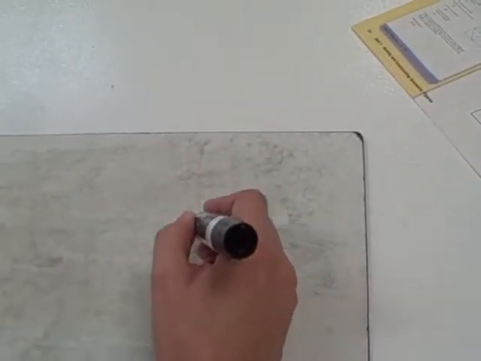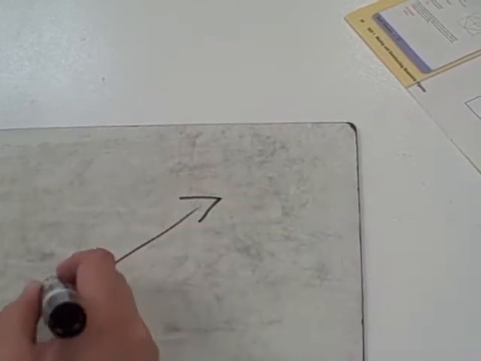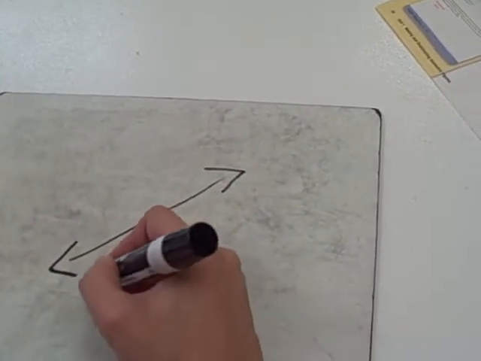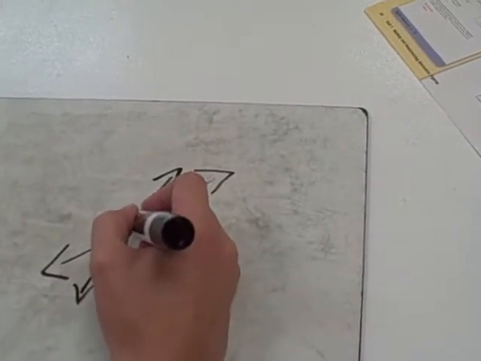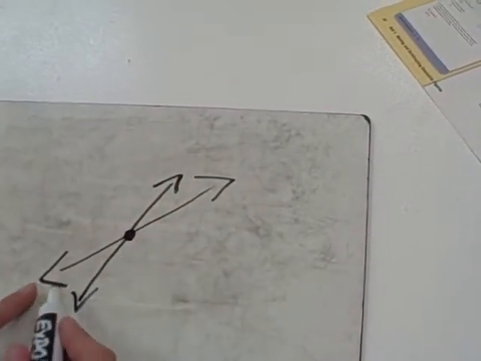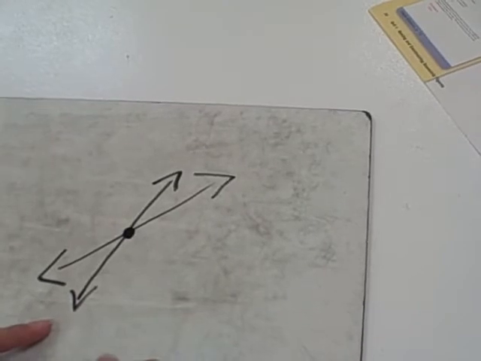We've also got something called intersecting. I'm going to use lines this time. This goes on forever in both directions. And intersecting just means they cross. So there's a point here where they intersect. So we would call these lines intersecting lines.